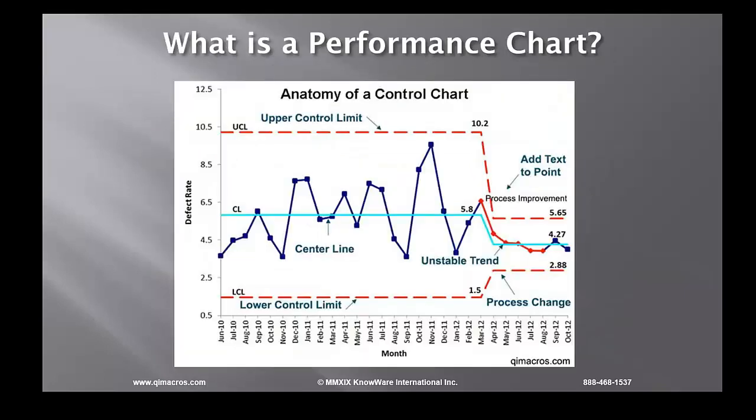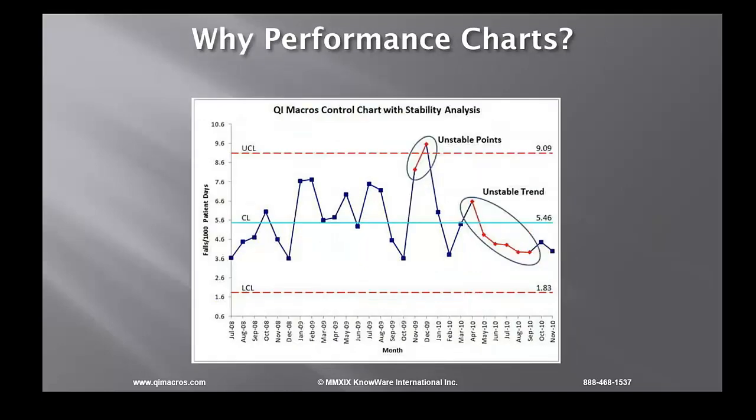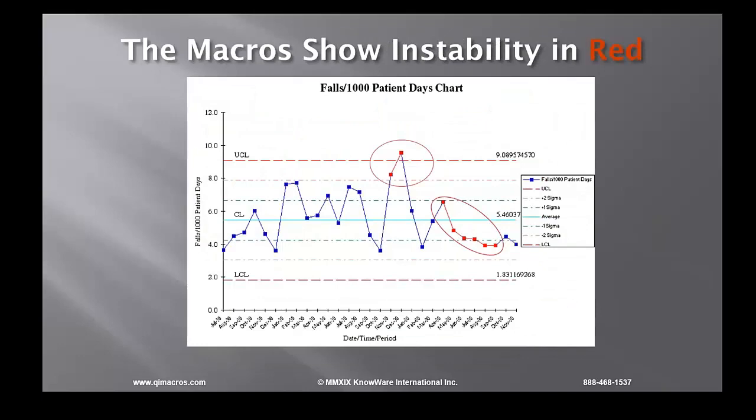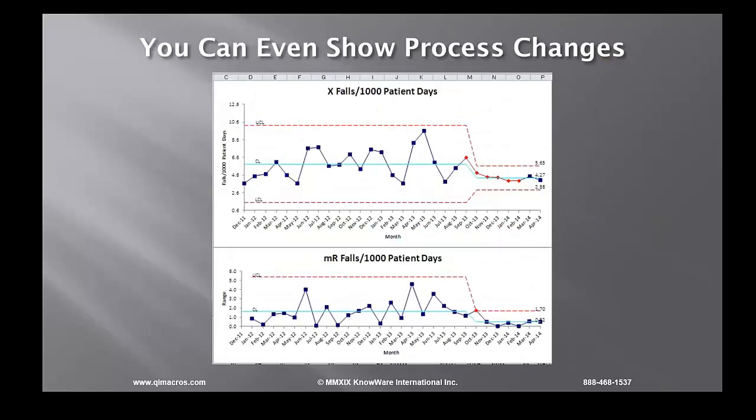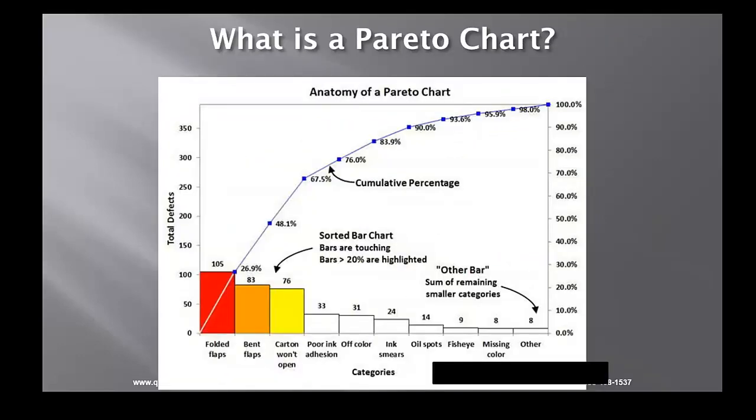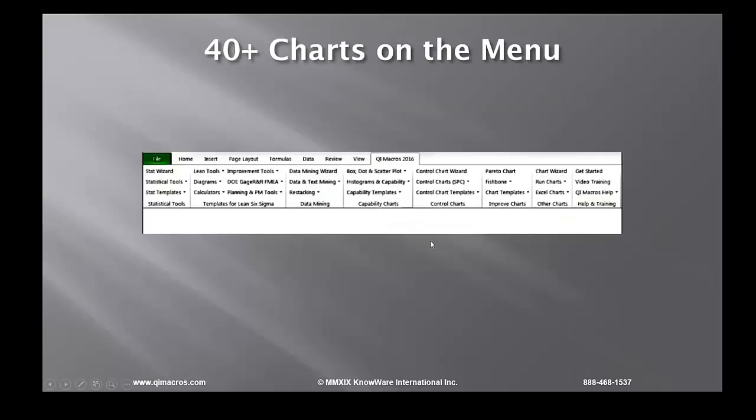And again, the control chart wizard will figure that all out for you. And our chart menu will enable you to tweak the chart once you're done with it. And you've seen all the unstable points. We can tweak those, show process changes, and Pareto charts. We talked about that. There's over 40 different kinds of charts on this menu.